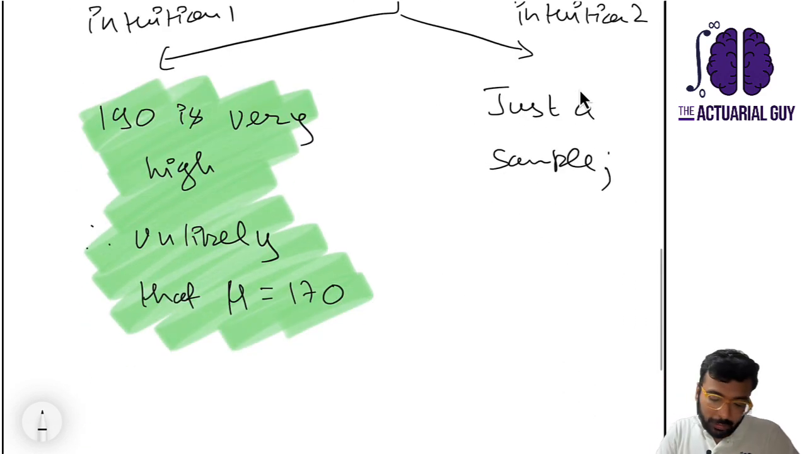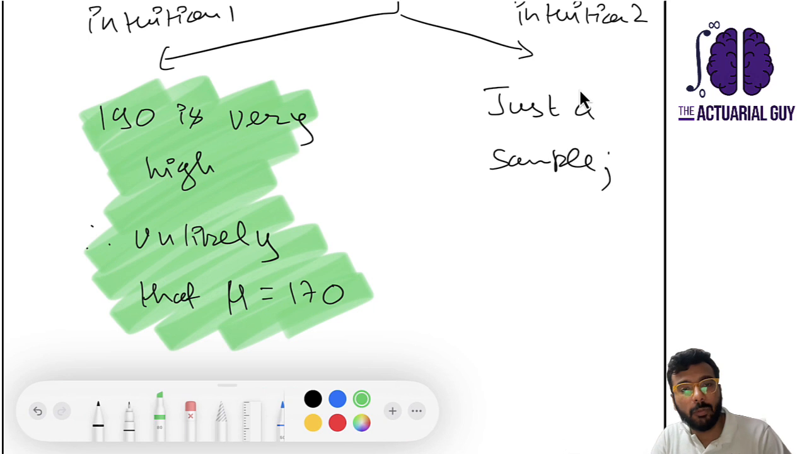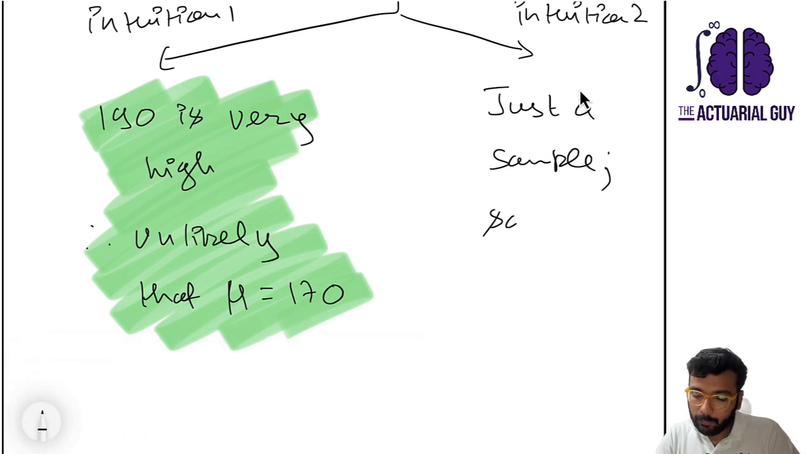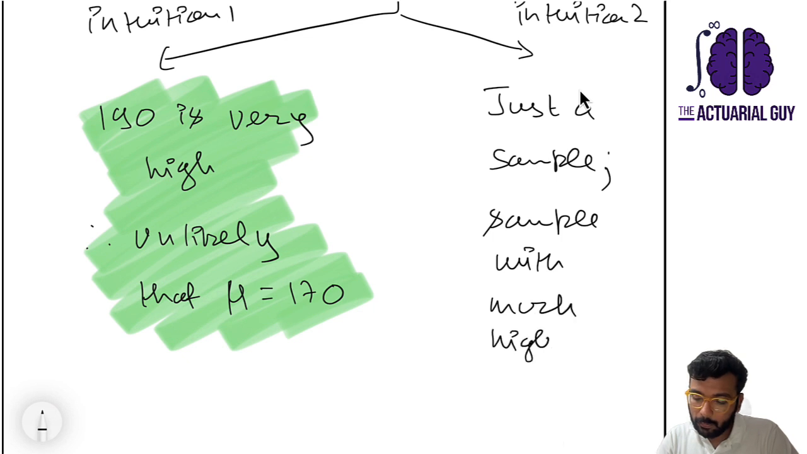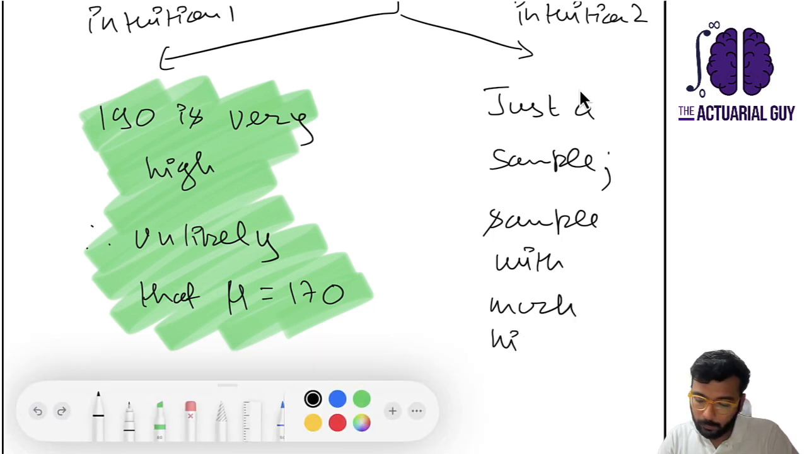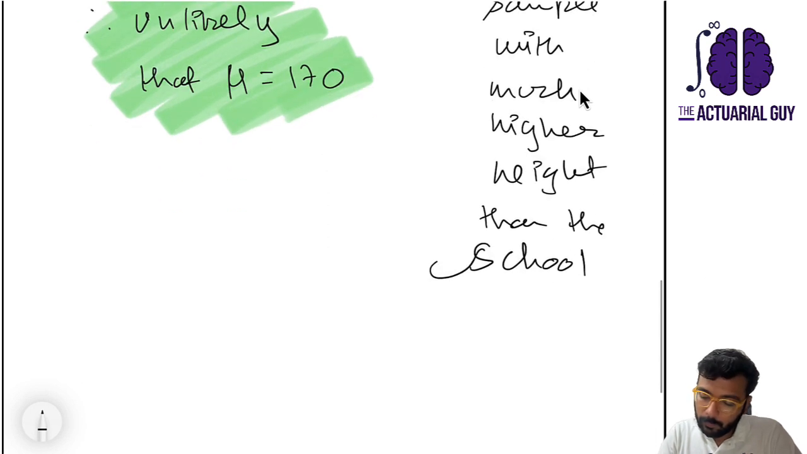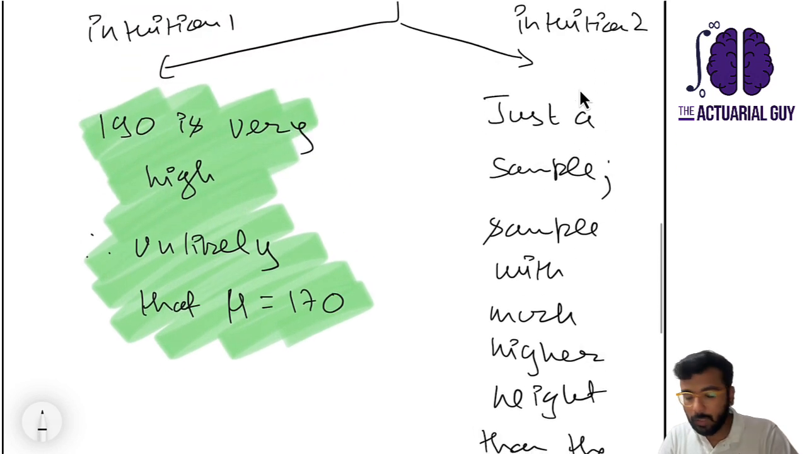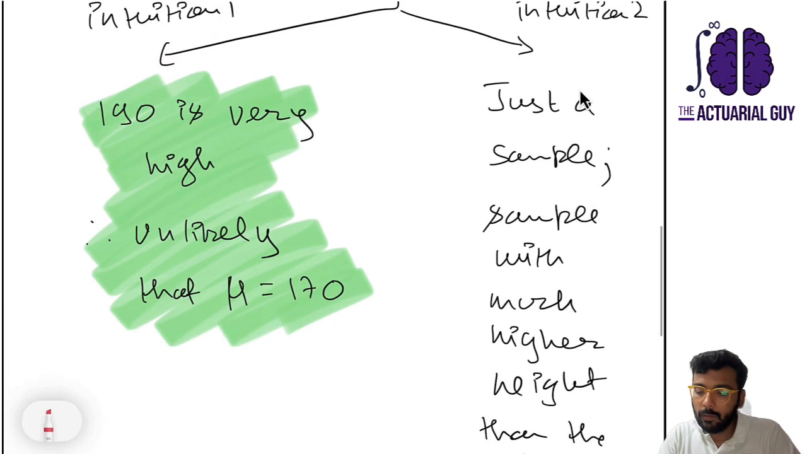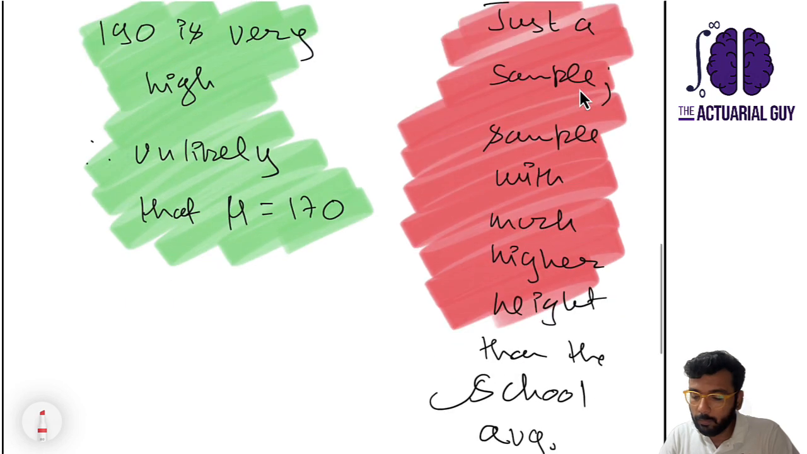Hence, concluding that 190 is very high and it's unlikely that mu is equal to 170 would be wrong, and you have just picked a sample with more outliers or with much higher height than the school average. Right? This can be intuition for some other people, some of you.